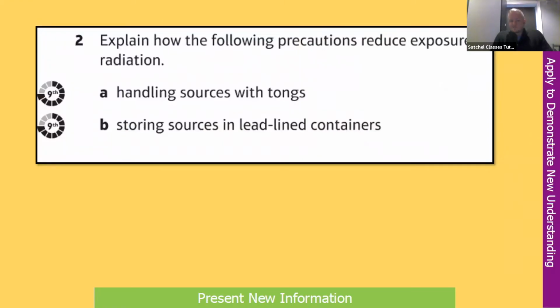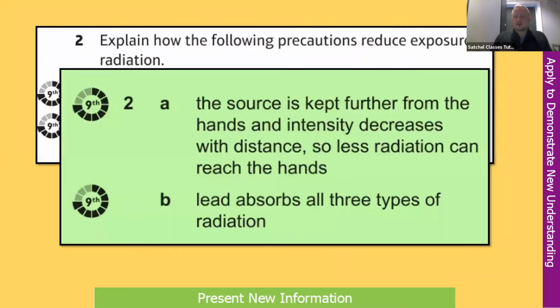So, looking at a question that could come up on this, explain how the following precautions reduce exposure to radiation. The first one I'd be looking at is the source. At a distance, the further it's kept from you, the intensity of the radiation decreases with distance, so less radiation can reach the hands. It's the same idea as shining a torch.